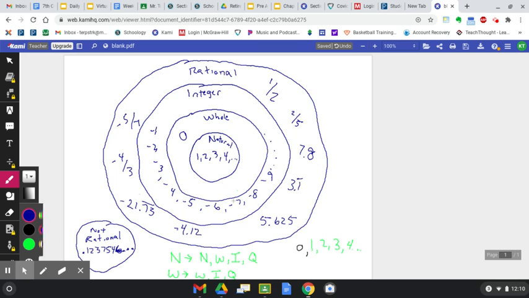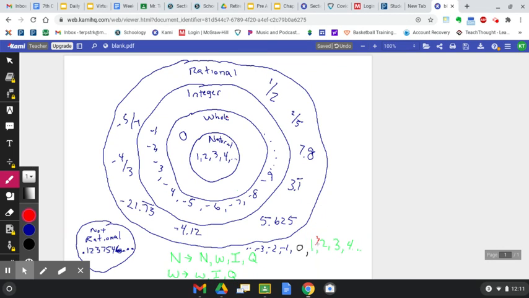Now, integers are all of these plus -1, -2, -3, and that keeps going in this direction. So integers are whole numbers, natural numbers, plus we add on the negatives. Now, rational numbers are all of these, right? Natural numbers are rational, whole numbers are rational, integers are rational. And then we add in fractions, right?